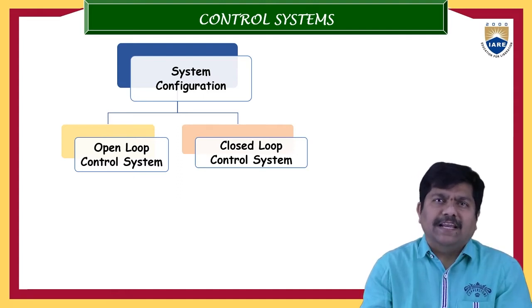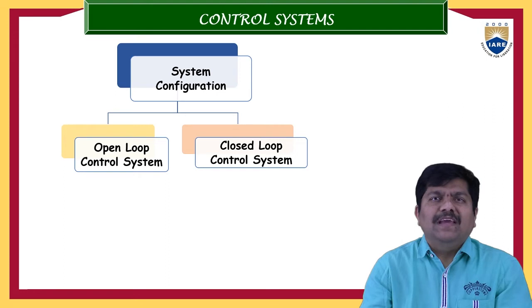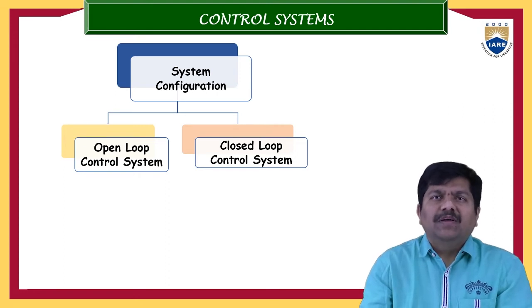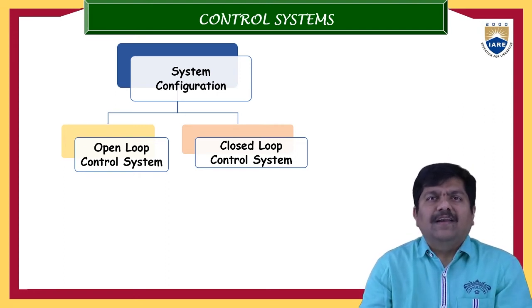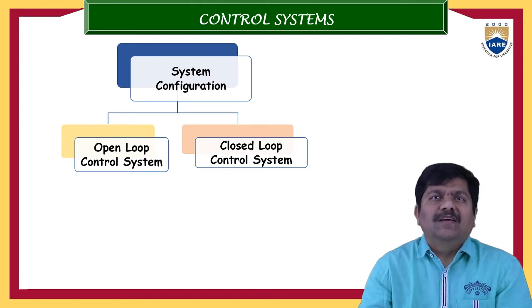If the feedback is connected, then that becomes a closed loop control system. If the feedback is absent in the system, then that system will be an open loop control system. So, based on the presence of the feedback, control systems are classified into two categories: one is the open loop control system and the next one is the closed loop control system. And in today's video session, I am going to present various examples, advantages, merits and demerits, and disadvantages of these two types of control systems.